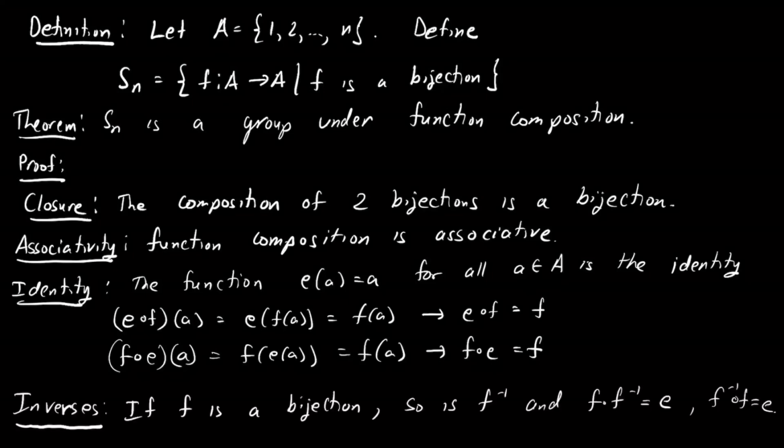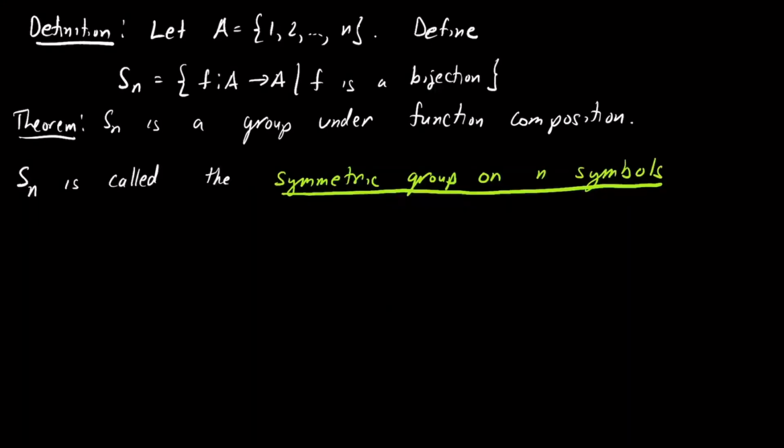And then finally, for inverses, I just use the fact that if f is a bijection, its inverse is also a bijection. And in particular, f of f inverse is equal to e, and f inverse of f is equal to e. Okay, so this is just using basic facts about functions to show that this structure is a group.